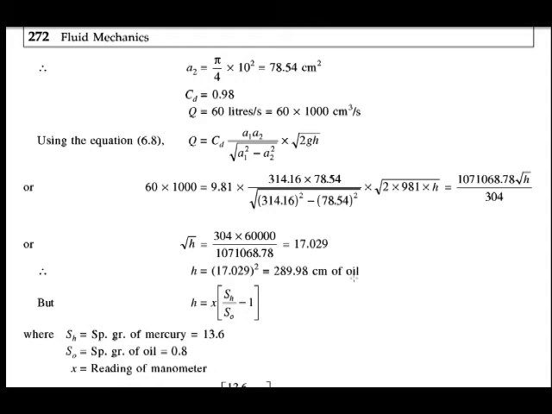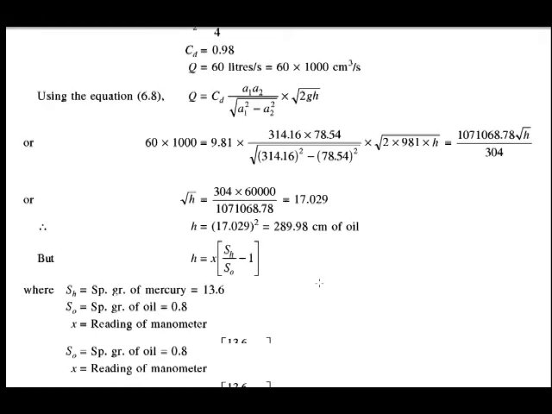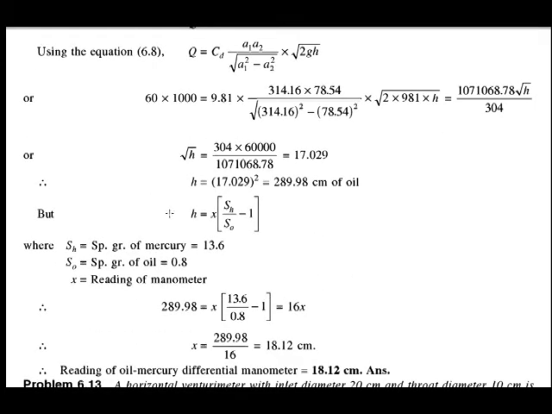Okay, so we get the value of h here, but we know the formula for h as x into in bracket Sh upon S0 minus 1. Sh means the specific gravity of the fluid in the manometer. Here mercury is present in the manometer, so the specific gravity of mercury is 13.6. Then S0 is the specific gravity of the oil, which is 0.8.